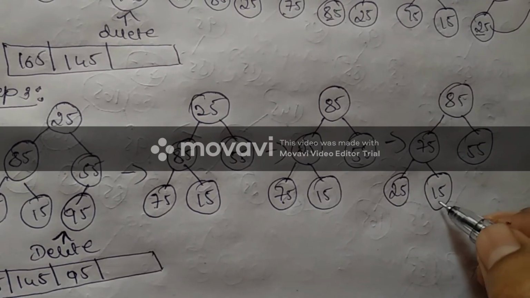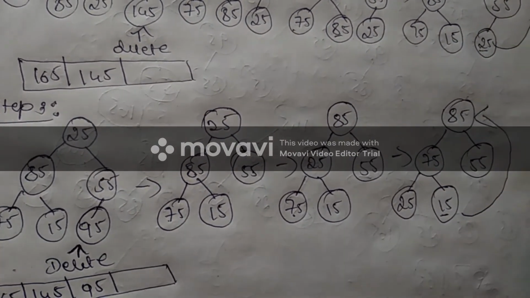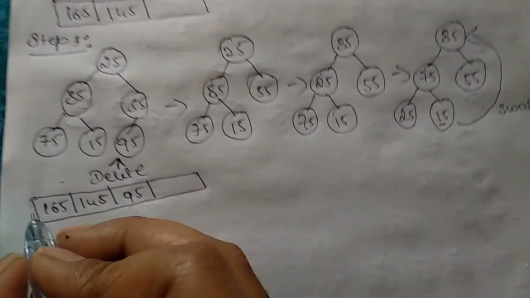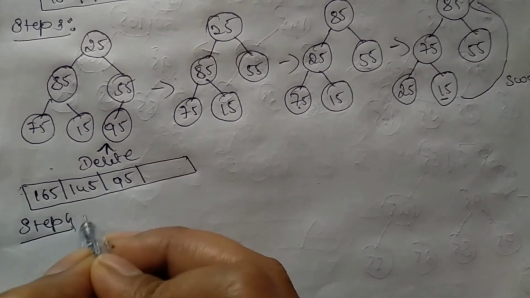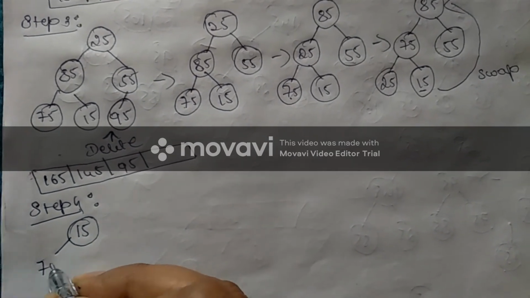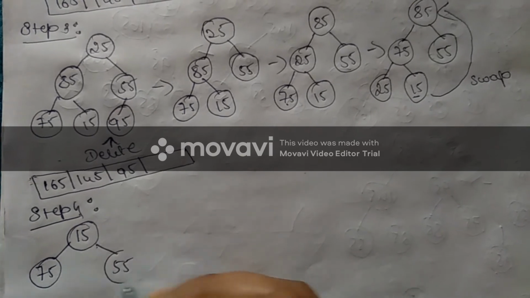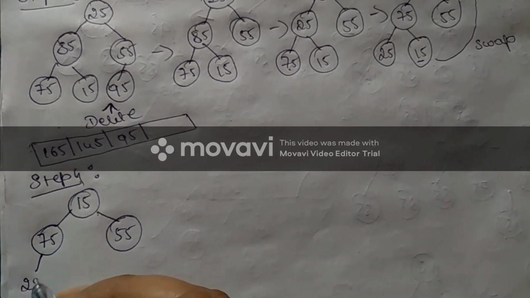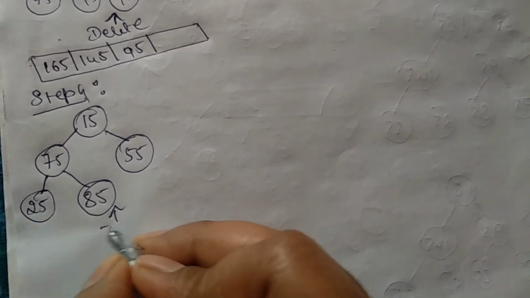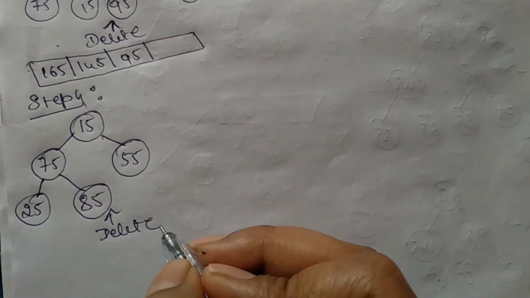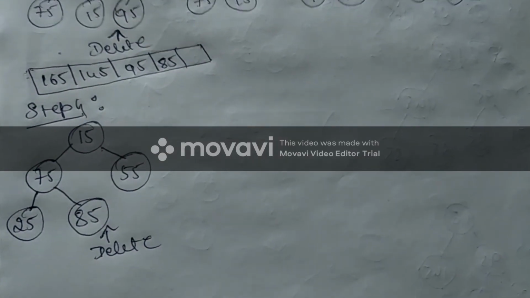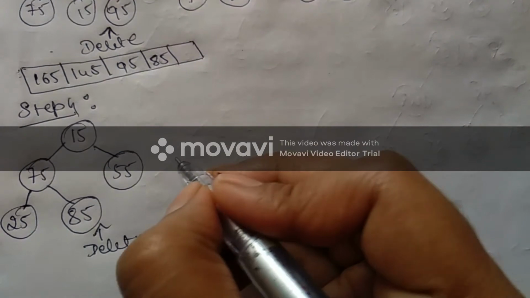Next again, which is the last element? 15. Swap 15 and 85. Okay. I'll come to step 4. What you have to do? Swap 15 and 85. 15 to the root node, 75, 55, 25. In place of 15, 85 will come. Then delete 85. If you delete 85, what will happen? Along with this, 85 will come to the array. Okay, so I have deleted 85.